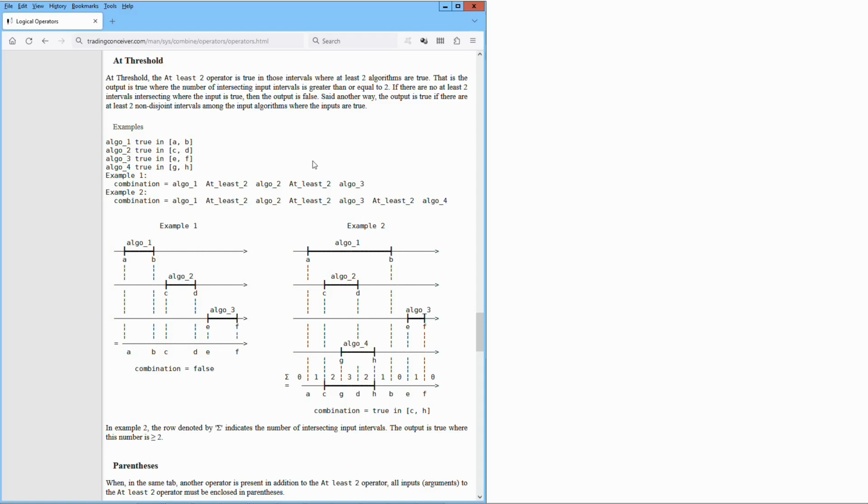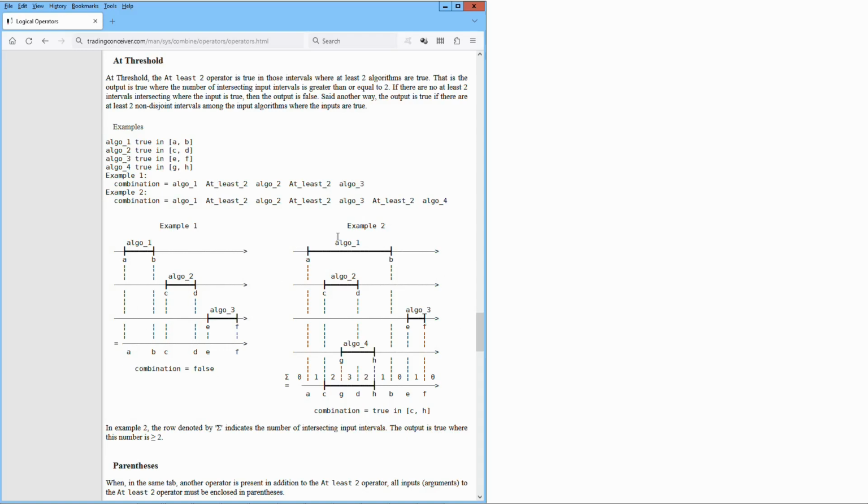the inputs are true. Here we propose 2 examples, where algo 1 is true in AB, algo 2 is true in CD, algo 3 is true in EF, and algo 4 is true in GH. In the first example, we make the combination of algo 1 at least 2 algo 2 at least 2 algo 3. All the intervals are disjoint, so the combination is the empty set, that is, the combination is always false.